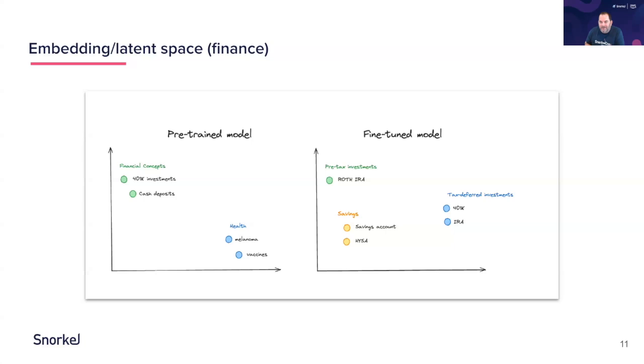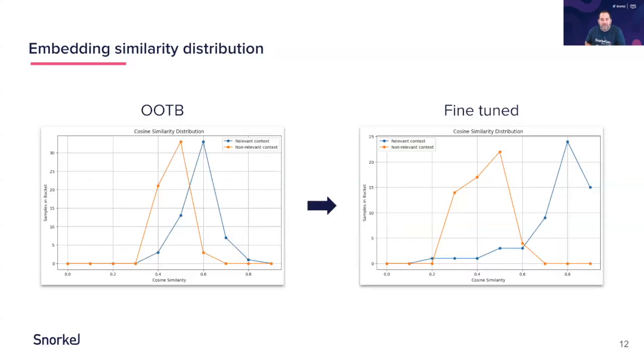If those things are all clustered together, they might get back chunks from Roth IRA documents, right? FAQs on savings accounts. Those are not going to help answer the question. If we fine tune the model, we create that separation. And so I like these images because on the left, you have something out of the box where the orange is what we don't want, right? We don't need that attached to our prompt.